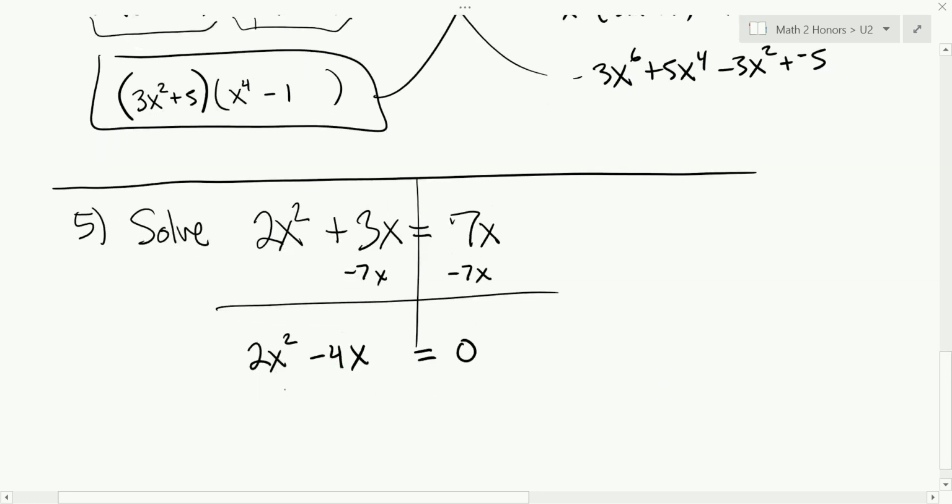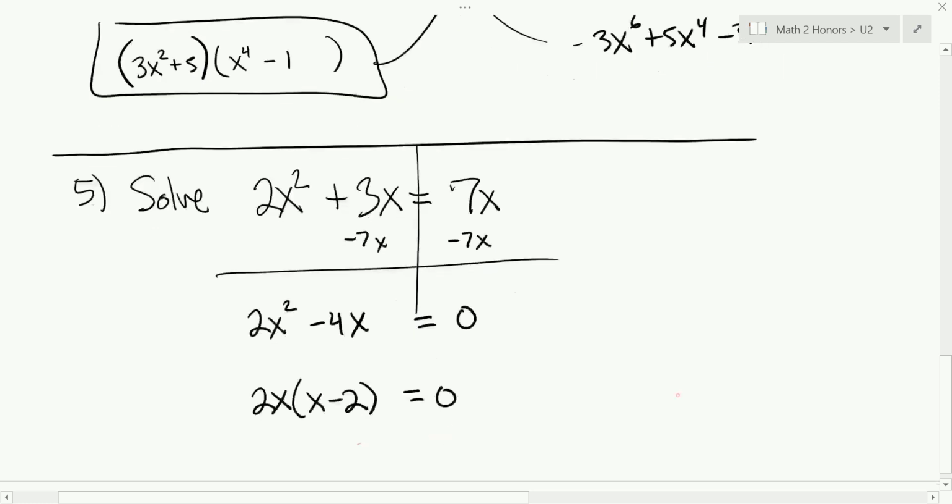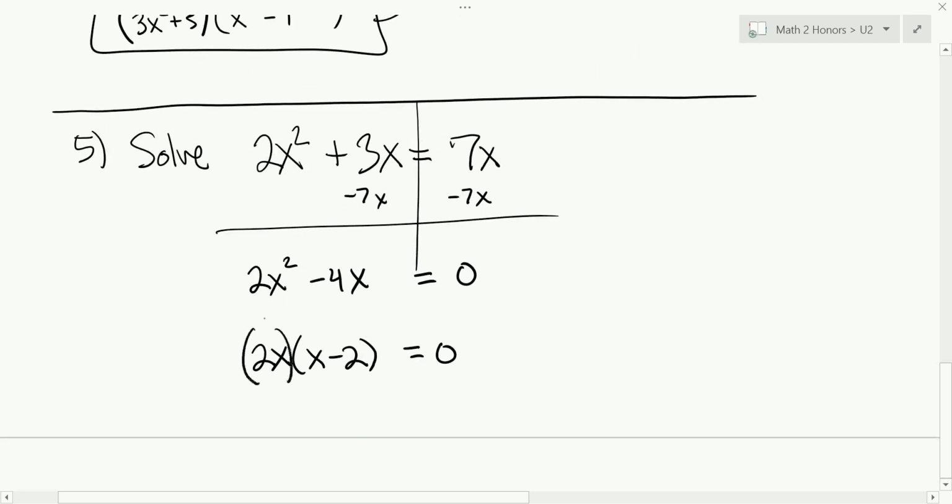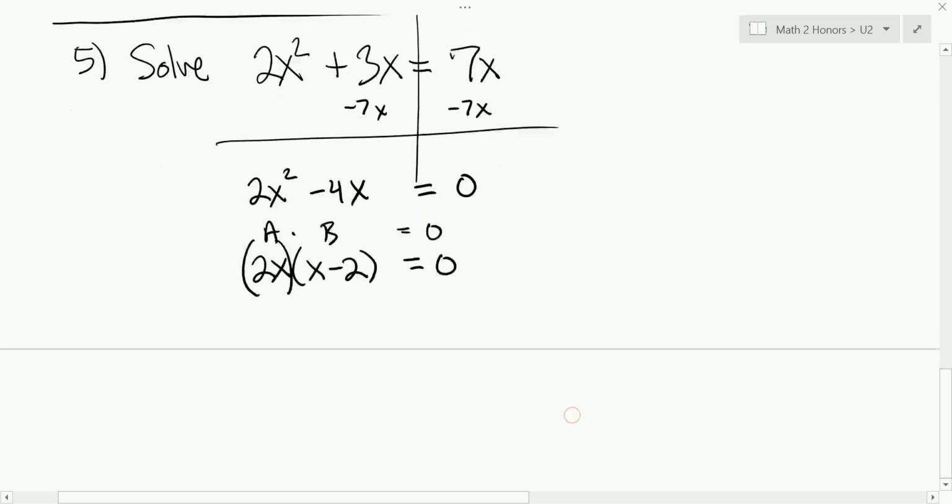Now I need a times b. Just like last night's homework or the weekend homework, you factor. I could factor a 2x out of these two terms, and I'm left with an x minus 2. And now I have the a times b format is equal to 0. So I could use my zero product property, set each piece equal to 0, and solve. And I get my 2 answers.